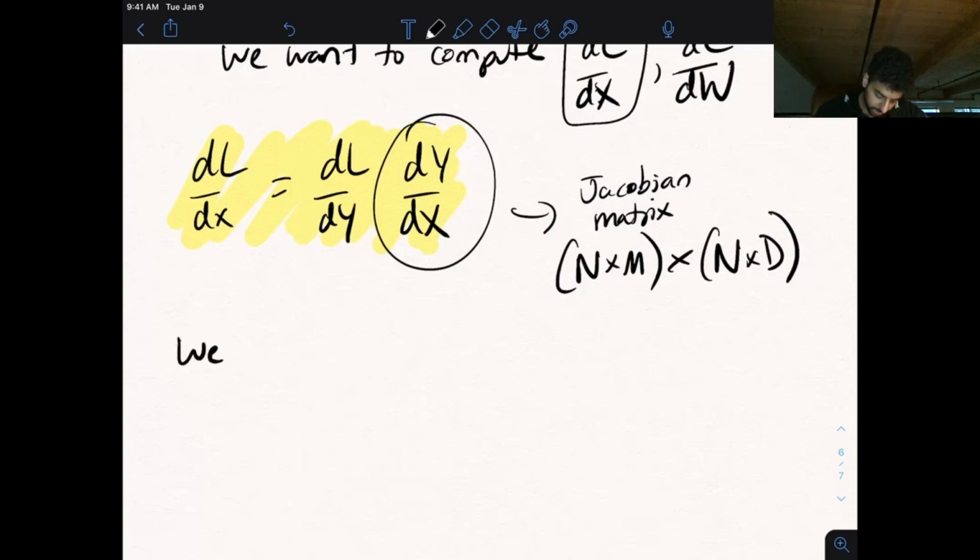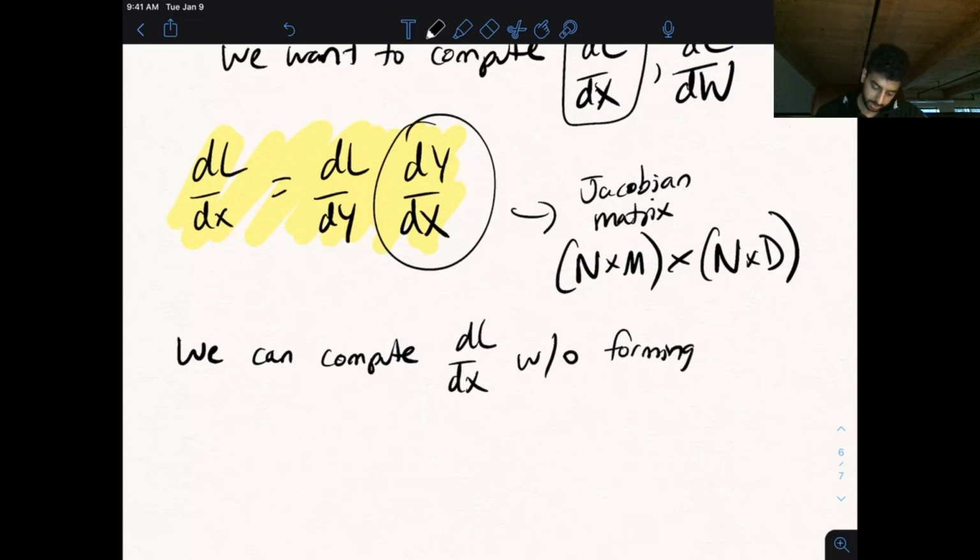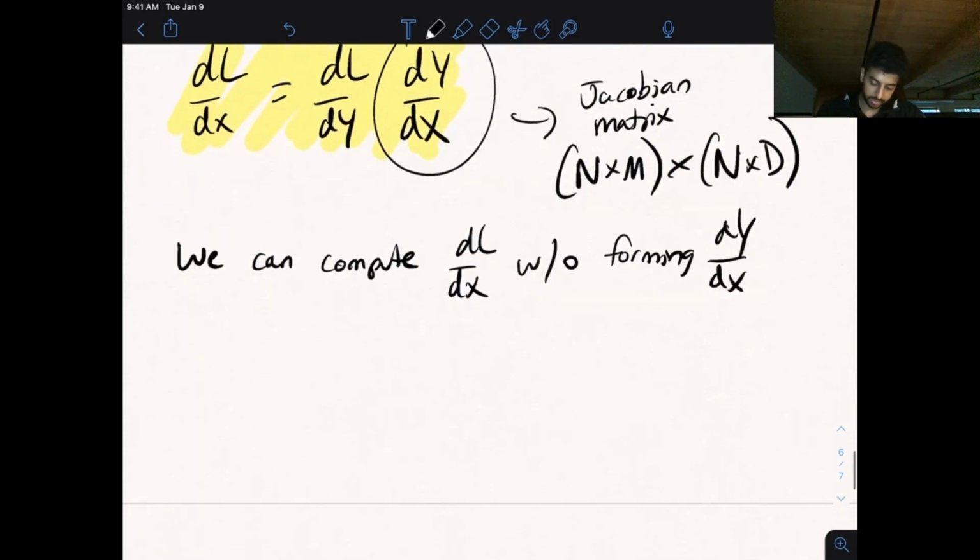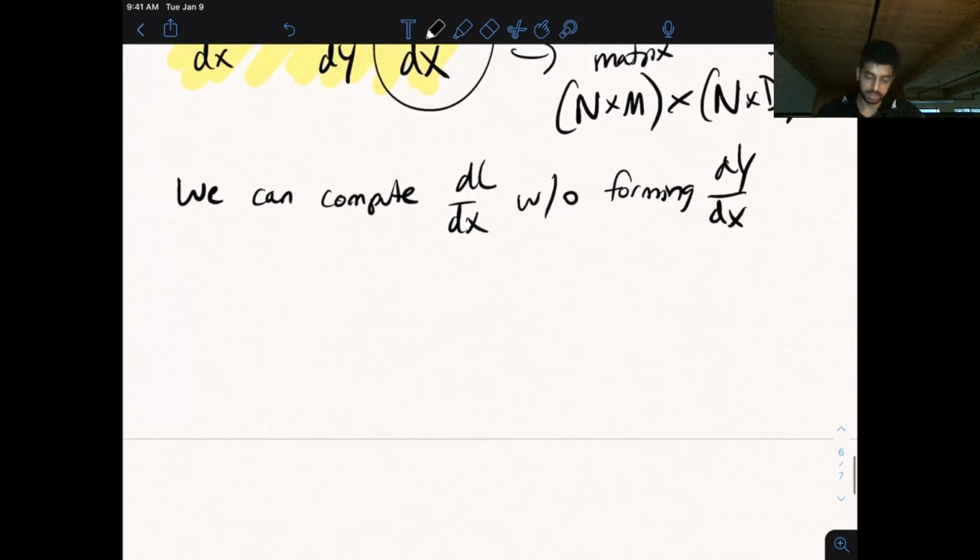But the point is we can compute dl dx without forming dy dx. Of course, to demonstrate this, because in this toy example it is feasible to look at this Jacobian matrix, let's just proceed by forming dy dx, and then this will give you some intuition on why we don't have to form it in the future.